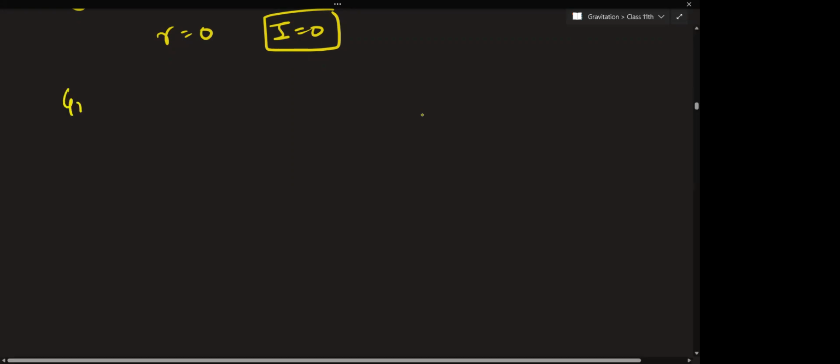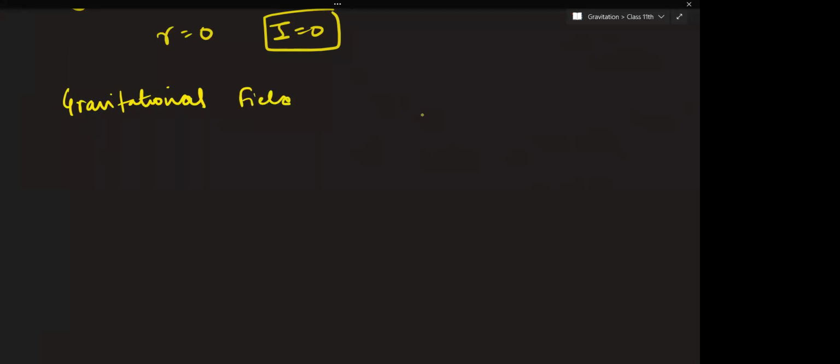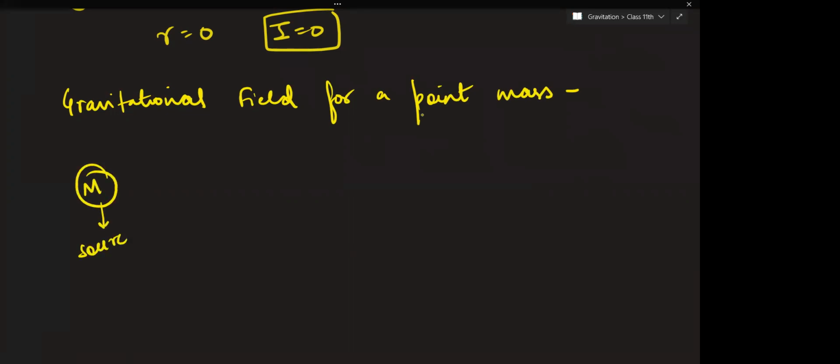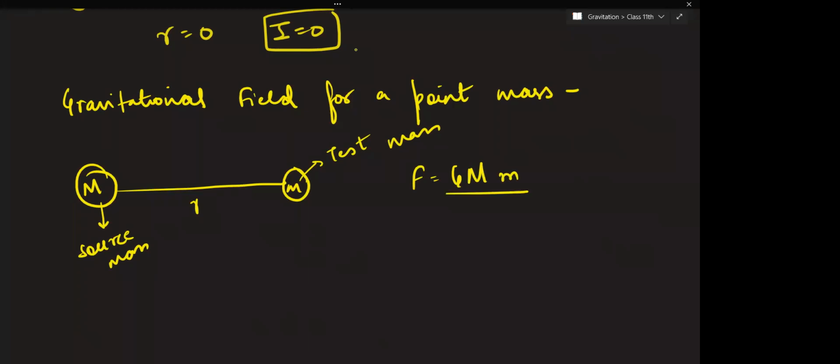So, gravitational field for a point mass. Now see class, capital M is there. We used to call it the source mass. Then to test whether any force is acting on it or not, we had a test mass, small m. There is a separation R between both of these. So the gravitational force was G M m by R square.